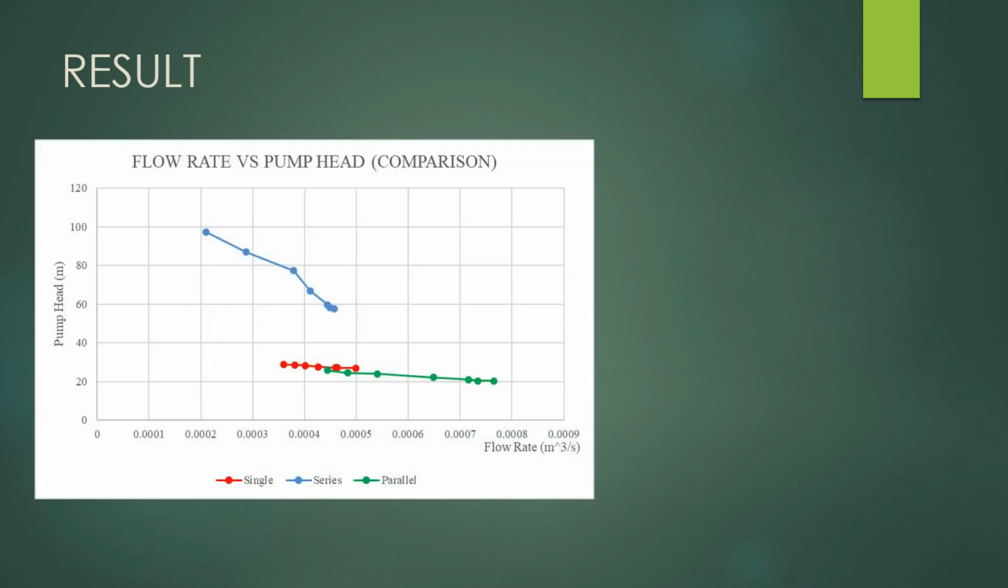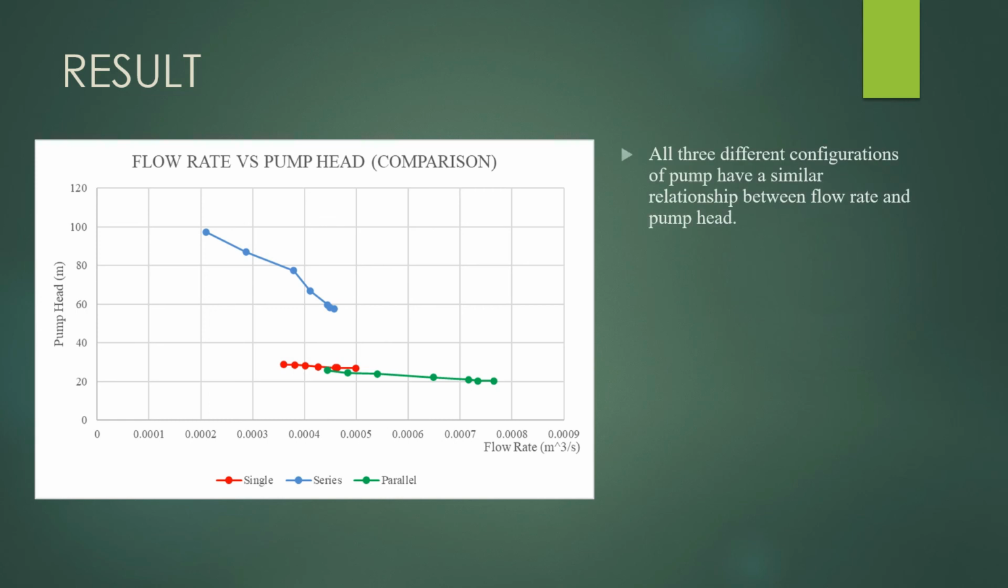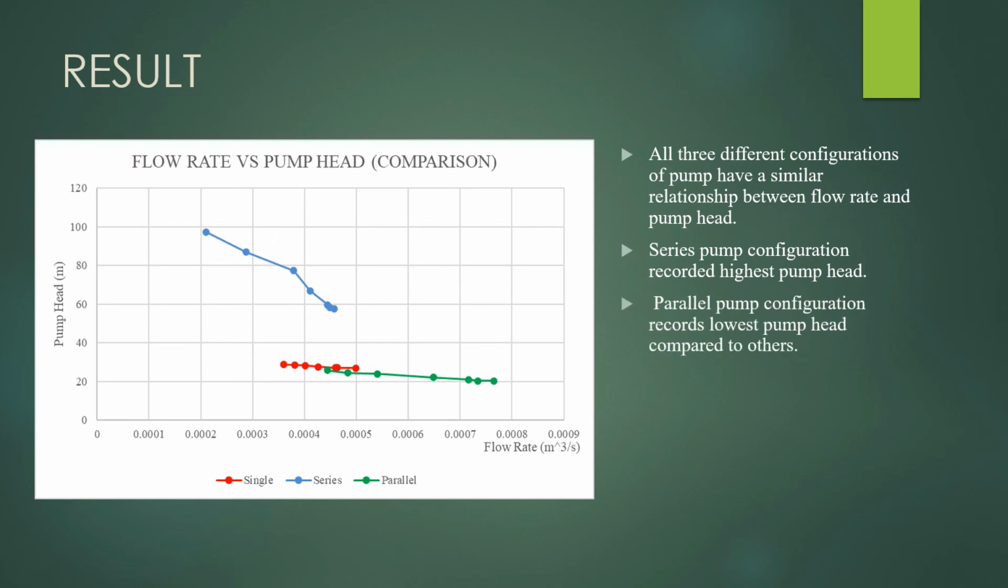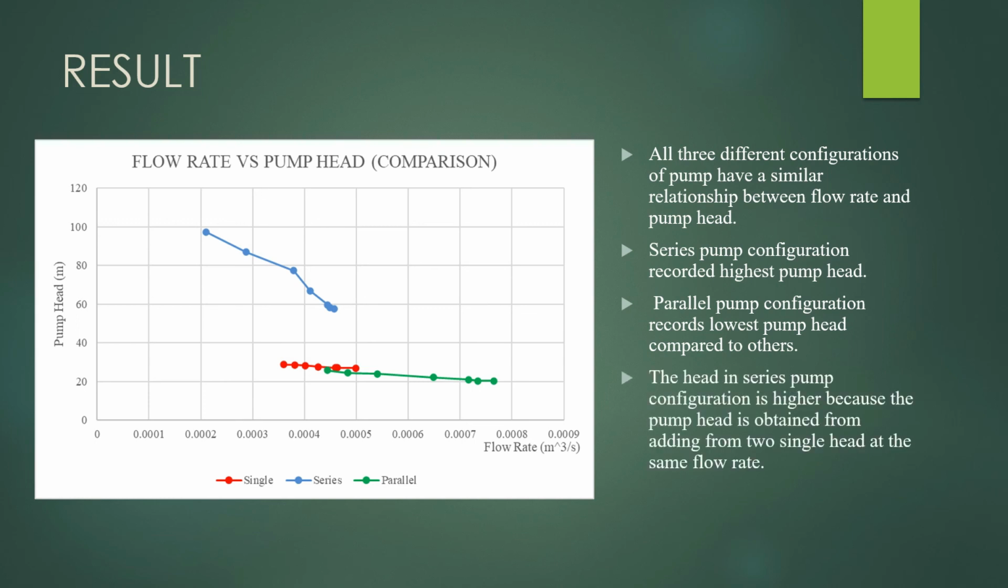This is our comparison. All three different configurations of pump have a similar relationship between flow rate and pump head. They are all inversely proportionally related. The series pump configuration recorded the highest pump head, while the parallel pump configuration recorded the lowest pump head compared to the others. The head in the series pump configuration is higher because the pump head is obtained from adding two single heads at the same flow rate.